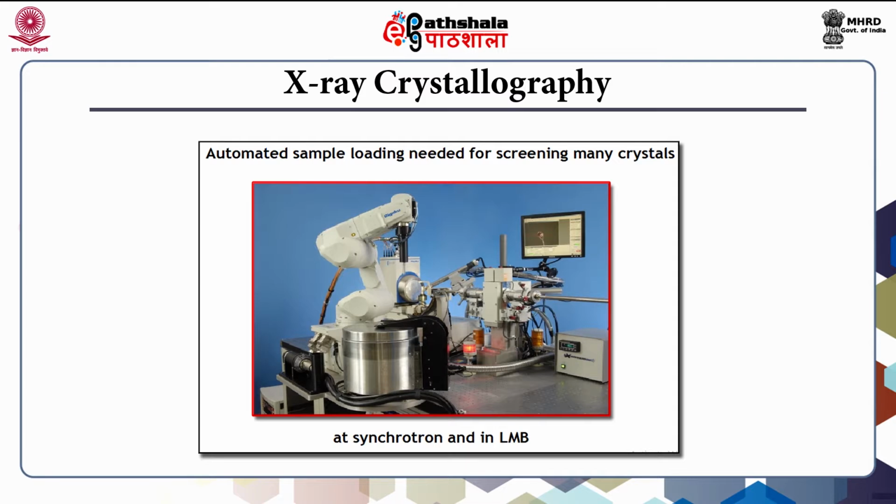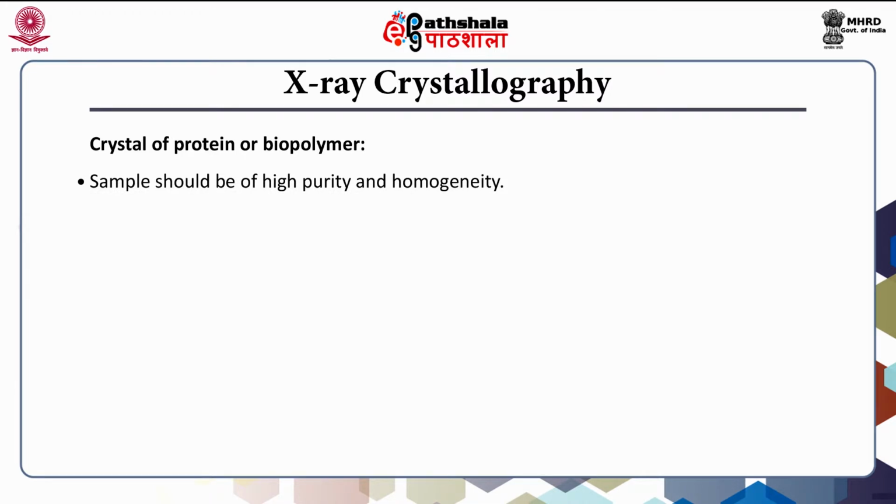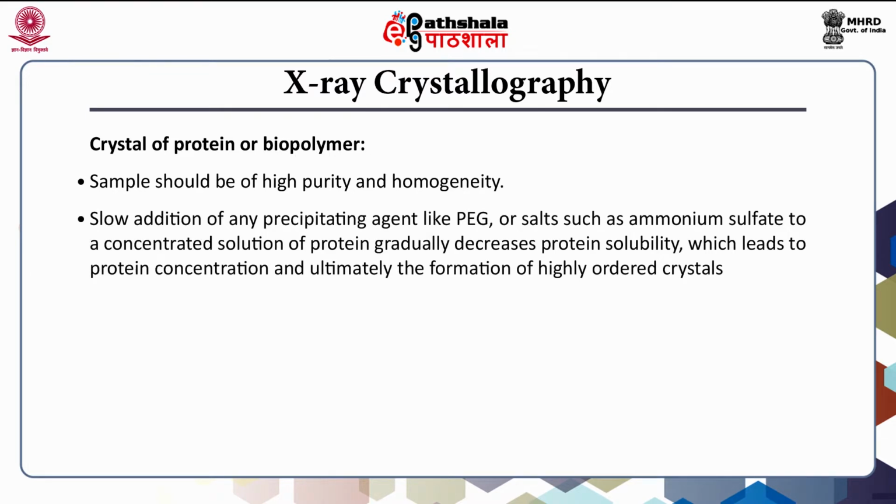In the next slide, we are going to discuss the requirements of X-ray crystallography in detail. Let us start with the crystal of protein or biopolymer. The protein crystal can be formed from the concentrated protein solution. First, let us take the concentrated protein solution, and to that slowly we need to add a salt, for example ammonium sulfate, that helps to reduce the solubility of the protein. That reduction of the solubility of protein leads to the formation of highly ordered crystals.